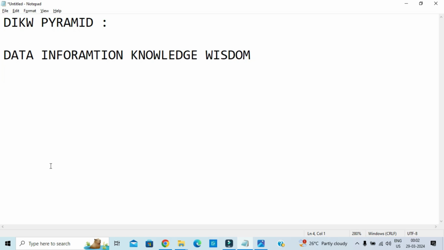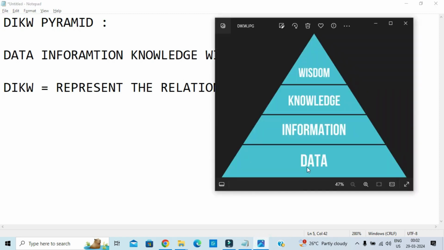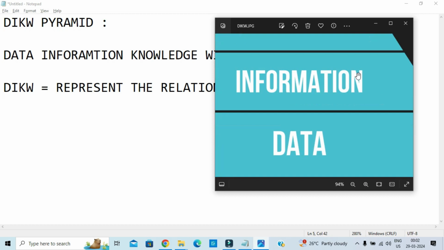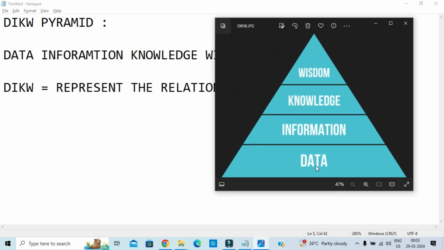So why do we use the DIKW pyramid? We use the DIKW pyramid to represent the relationship between data, information, knowledge and wisdom. If you want to display the relationship between data, information, knowledge and wisdom, we should know about the DIKW pyramid. So this is how the DIKW pyramid is represented. Data stands at the lowest base level and wisdom is at the apex. So wisdom is on top and data is on the bottom.